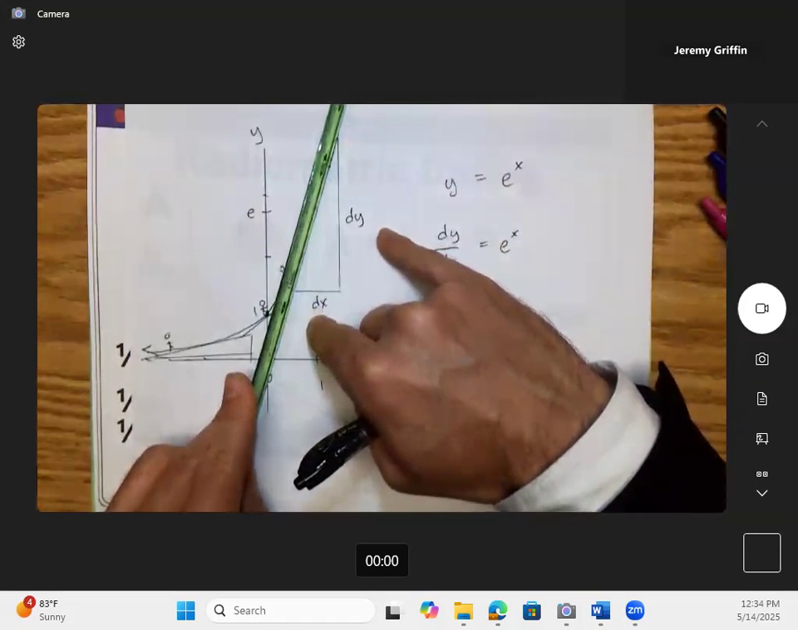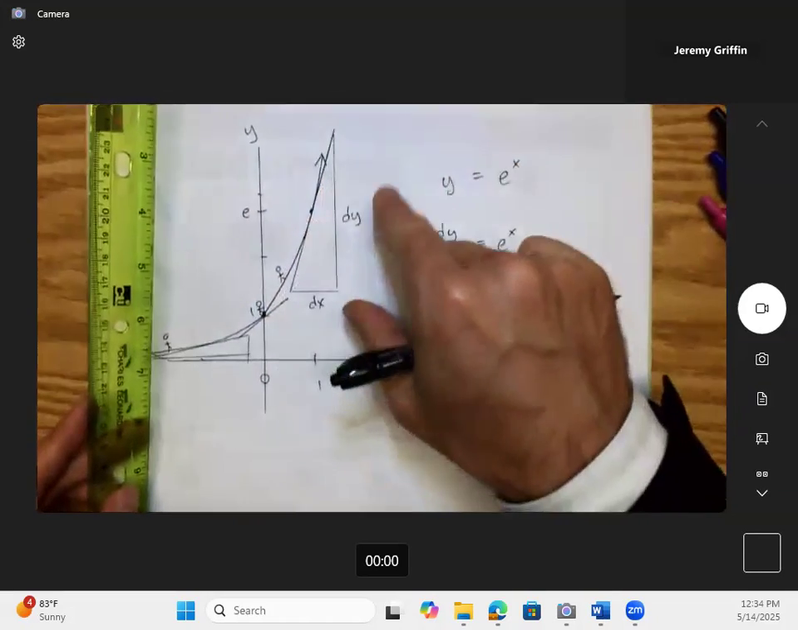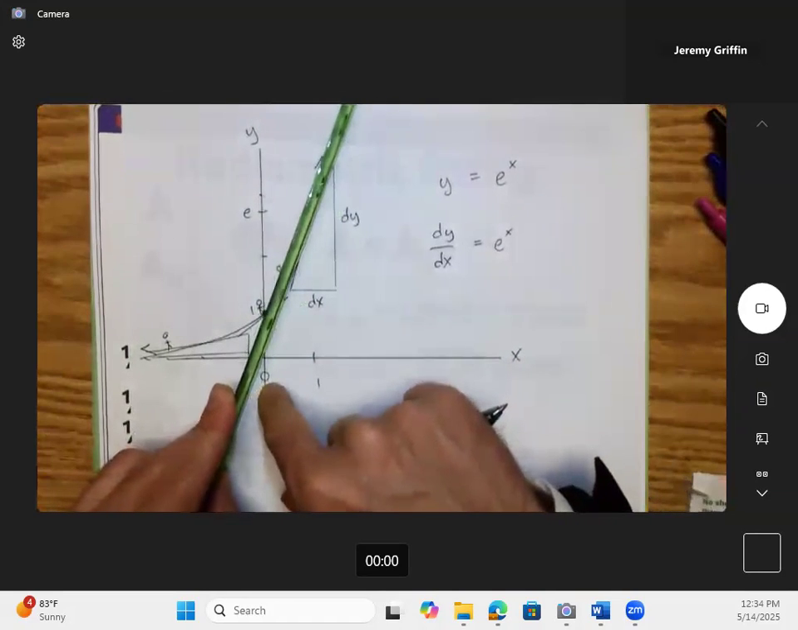I'll call this dy over dx, because I can make this infinitesimally small, so it just matches that point. Okay. dy over dx, rise over run. What's the slope of that point? You guys see the concept?